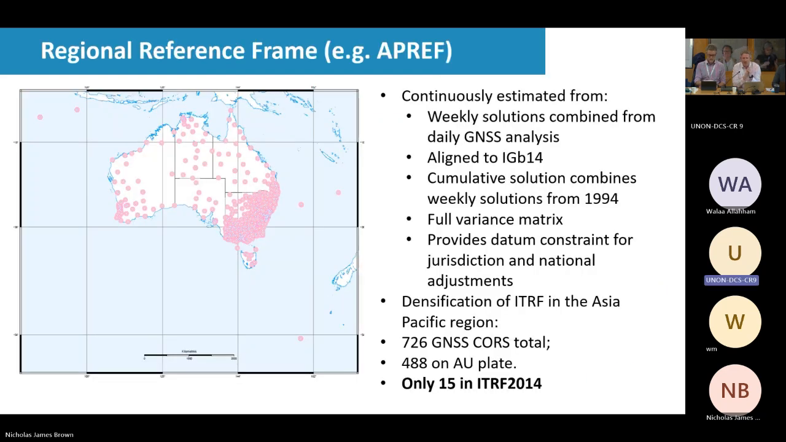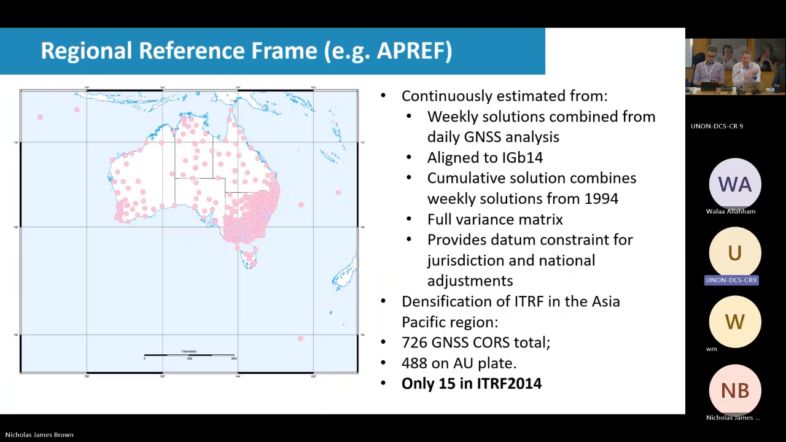So here's an example of the regional reference frame for Asia Pacific from Australia. So let's have a look at what this actually means in detail. For some of you, you could even look at this as your national data sets. Without a regional reference frame, you could say, these are my high quality national data sets that I want to include in my national adjustment to define the datum in my country.